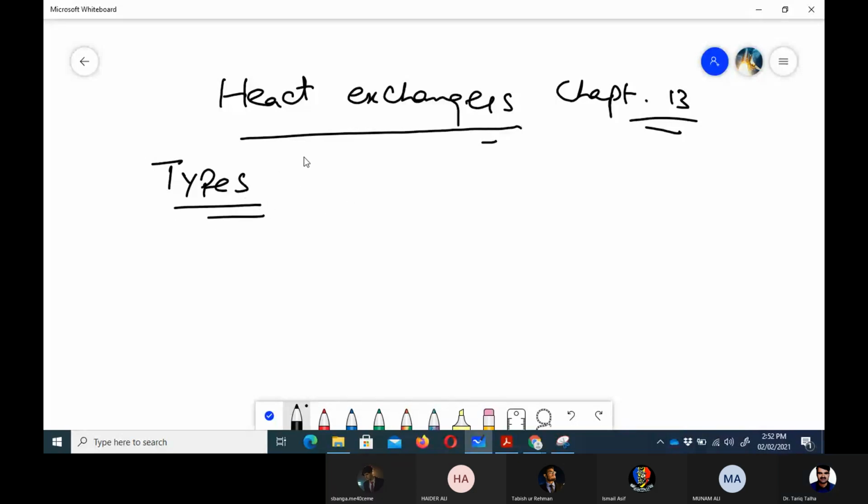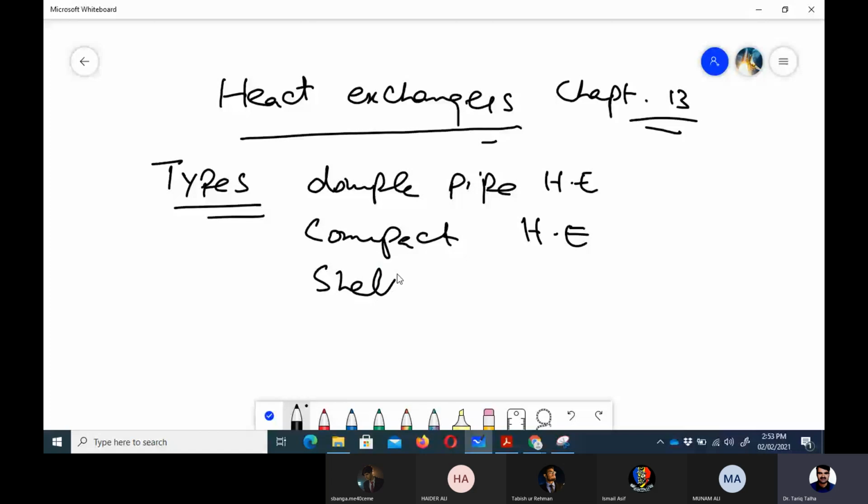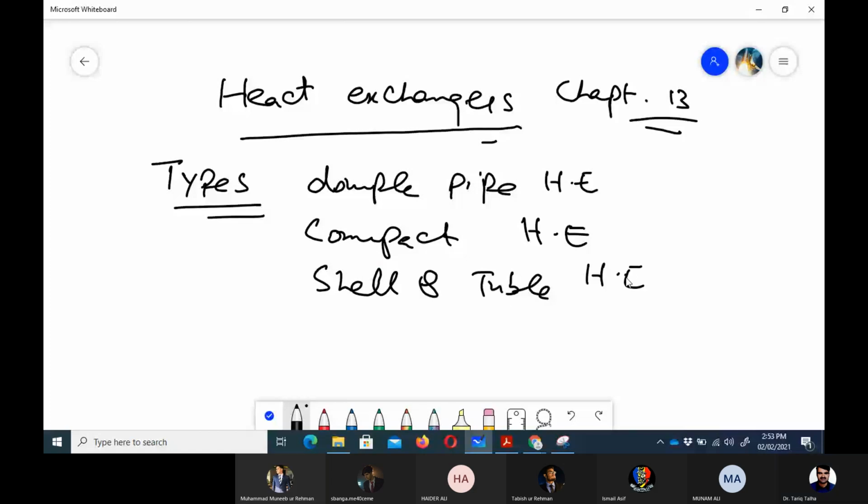So we know that there are different types: first of all, double pipe heat exchangers. Then we have got compact heat exchangers, and then shell and tube heat exchangers. There are many other heat exchangers, but we are only considering these three at the moment because they are more frequently used in the industry.